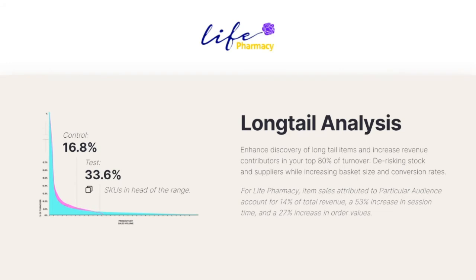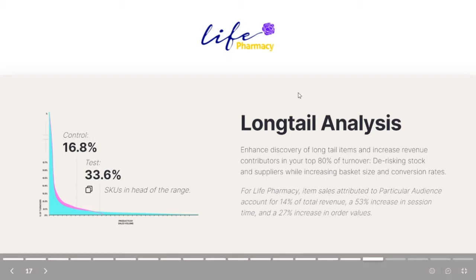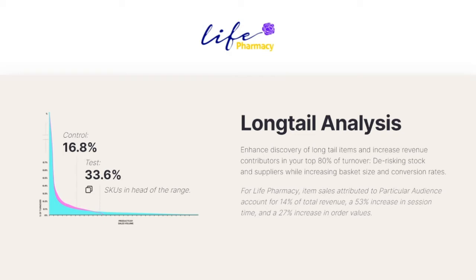And so this is just an example of some of the analysis we've done for some of our retailers and reading deeper into the A/B tests. And what we're looking at here is the Longtail Analysis. So the retailer in question here, Life Pharmacy, they had the issue where 16.8% of their items on site was accounting for 80% of their sales volume. So they were really, really reliant on their best sellers and most popular items on site.